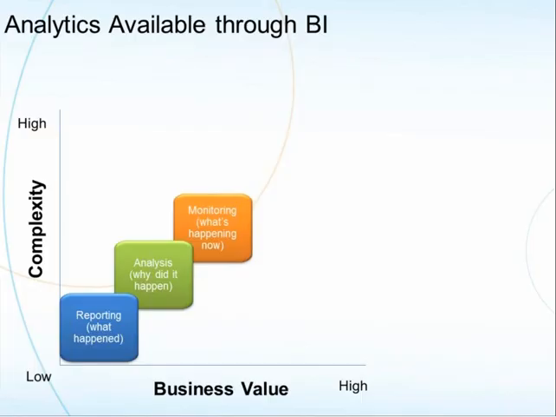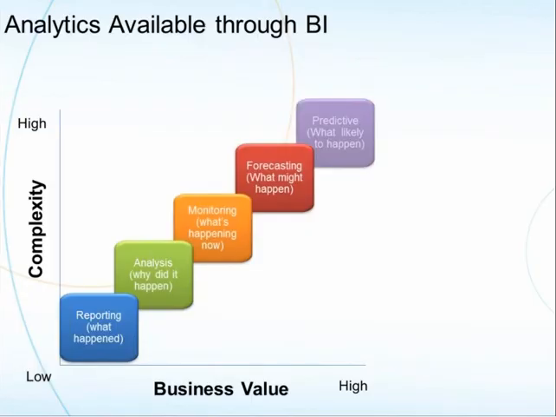On top of that, or a little more complex, we have something that's called monitoring, which is what's happening now. So this is my dashboard or my scorecard that allows me to be able to see what's going on in my business. A little bit more complex than that, we have forecasting, which would tell us what might happen. Above that, we have predictive analytics, which is what is likely to happen. And above that is prescriptive analytics, which is what actions should be taken in the future.